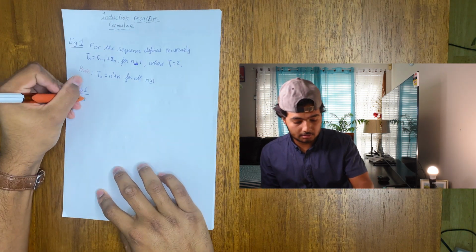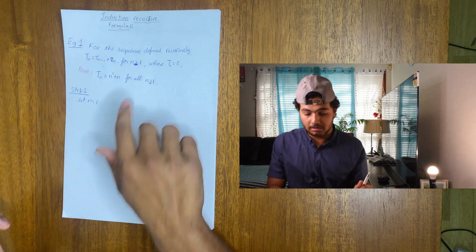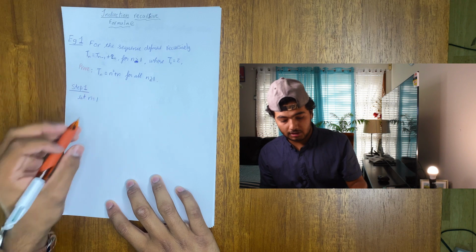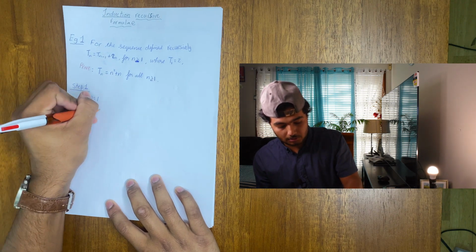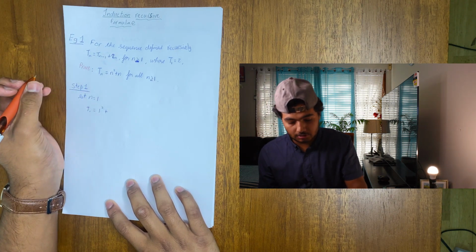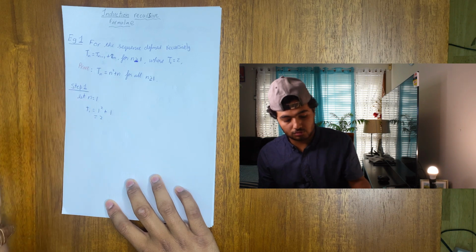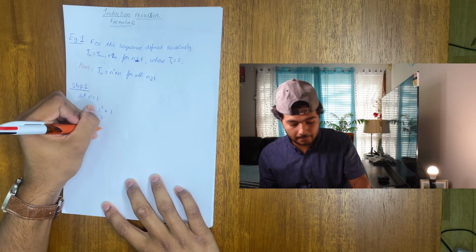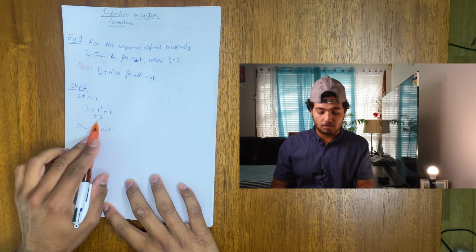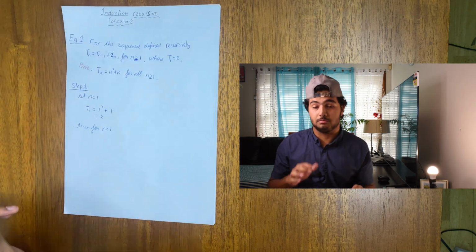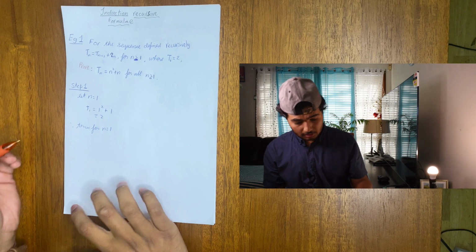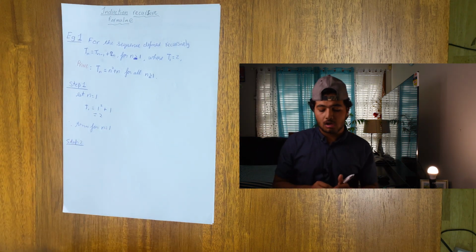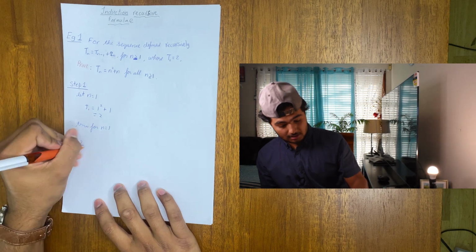Let n equal 1 in this case. T of 1 should be 1 squared plus 1, which equals 2. Therefore, true for n equals 1, because t of 1 over here gives me 2 from the question. Step 2. Assume n equals k.